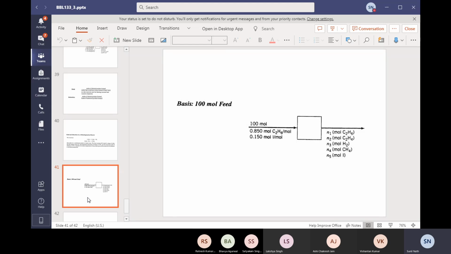Now can we calculate the yield coefficient also? Yes, sir. For yield based on feed, we just have to take the moles of ethylene formed per hour divided by the moles of ethane fed. So find the moles of ethylene produced per hour and divide it by how much C2H6 you fed, which you already know because that's your basis.